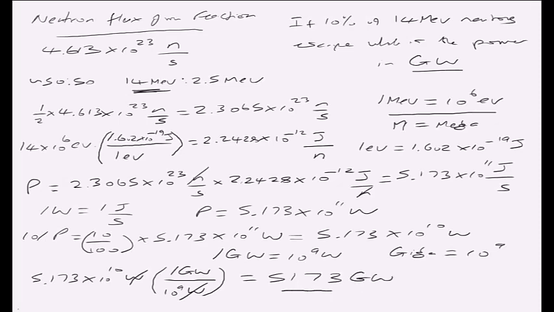gigawatts. So that's the 10% of the 14 MeV neutrons escaping from the reaction into, say, a spacecraft structure, which we would have to factor into any thermal heat management calculations. So that's just a nice, easy illustration of how we use units in physics and engineering problems. That's it.